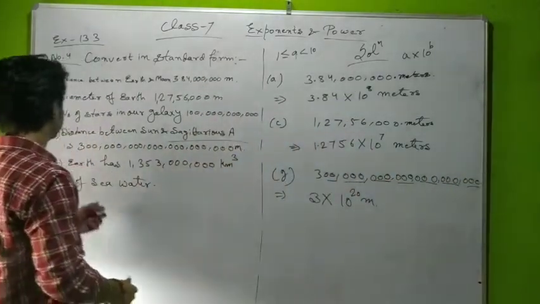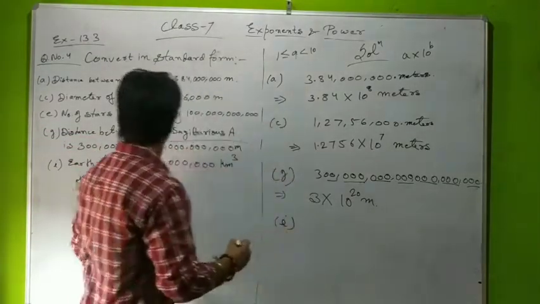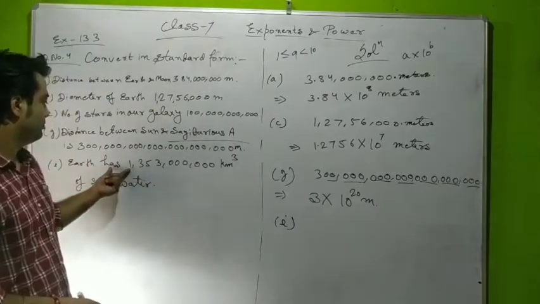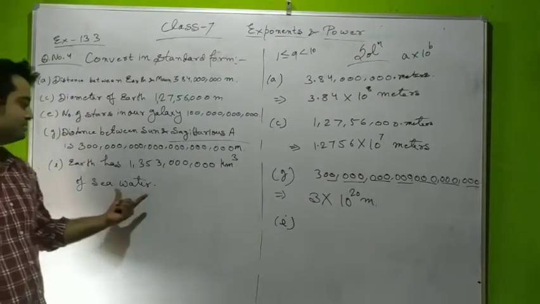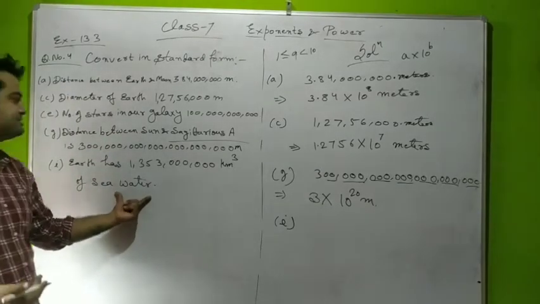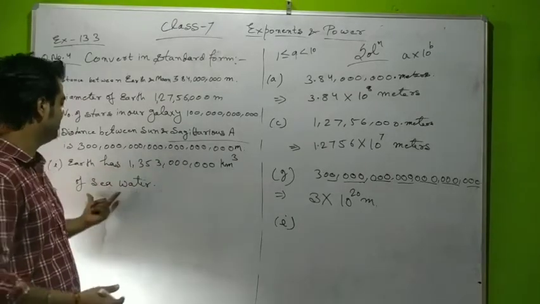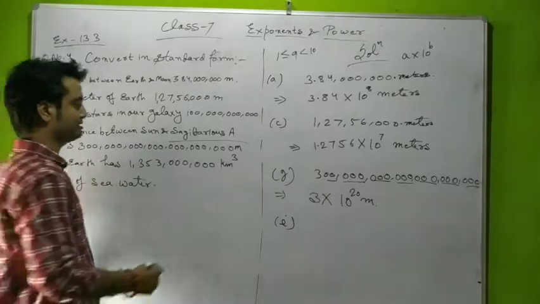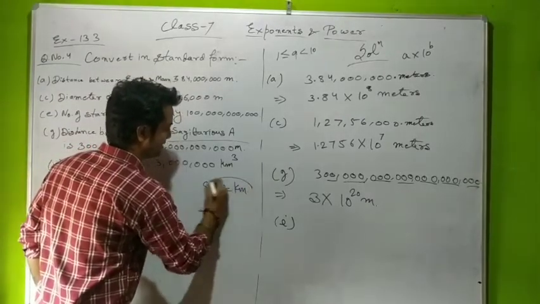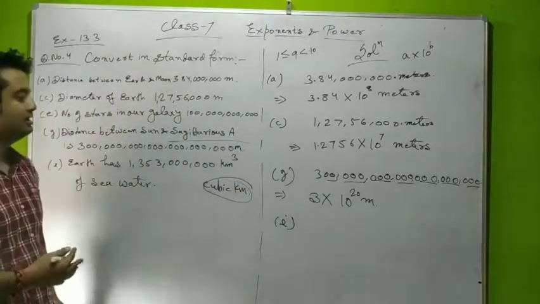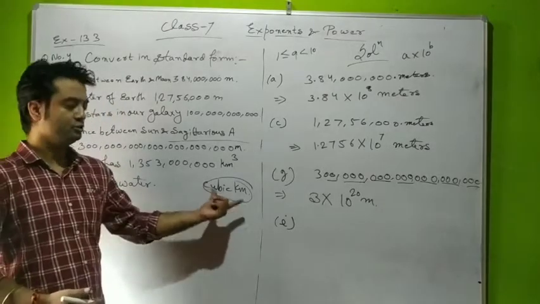Okay, let's move to the last question. It says that Earth has 1,353,000,000 cubic kilometers of seawater. What does this sentence mean? Earth has 1,353,000,000 cubic kilometers of seawater. Cubic kilometers is the unit of volume. Whenever a unit has power 3, it represents volume, like meter cube, centimeter cube. So it is cubic kilometer.